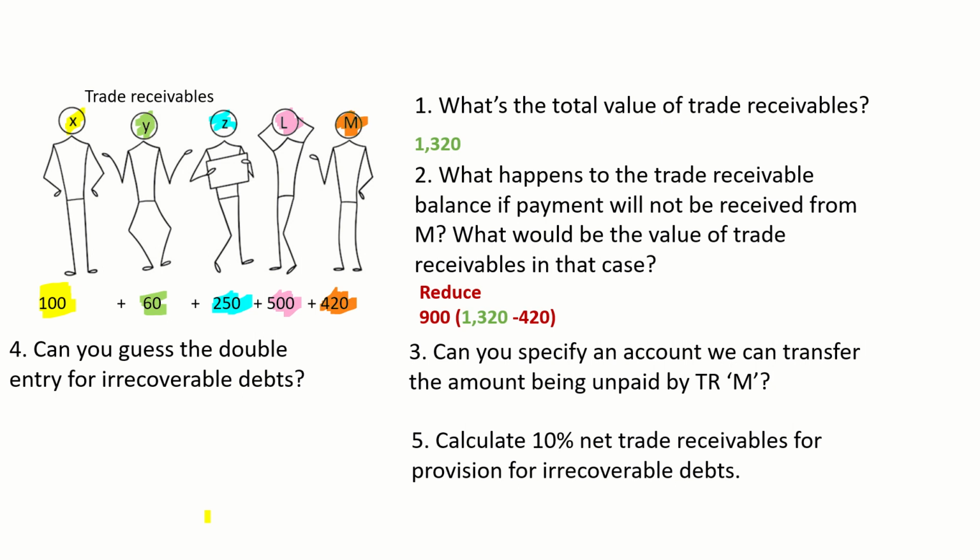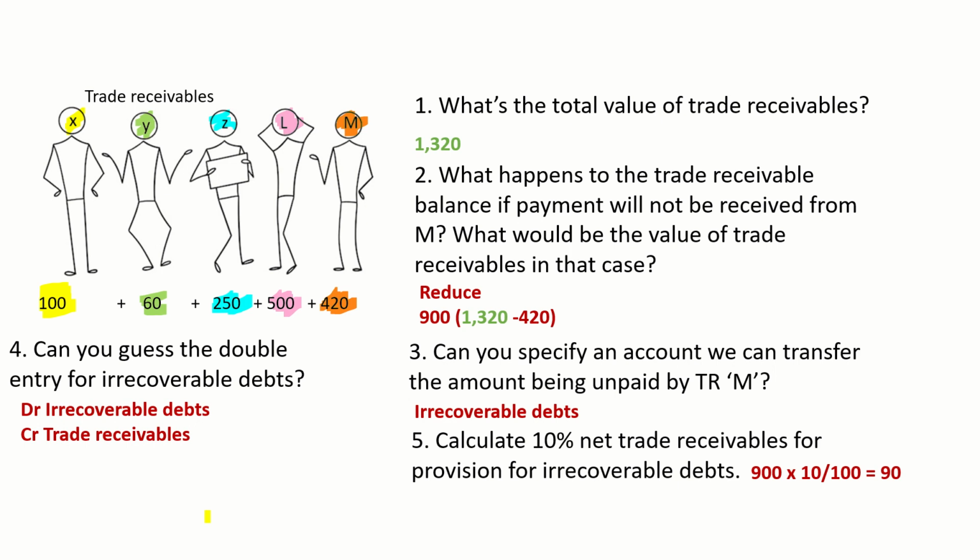Can you specify an account we can transfer the amount being unpaid by trade receivable M? That's your irrecoverable debt account. Can you guess the double entry for irrecoverable debt? Irrecoverable debts debit, trade receivables credit. Calculate 10% of the net trade receivables for provision for irrecoverable debts. So you can see your net trade receivables are 900 times 10 over 100 gives you 90.